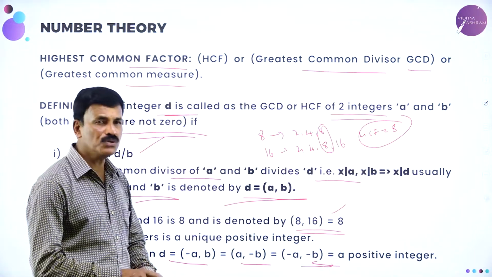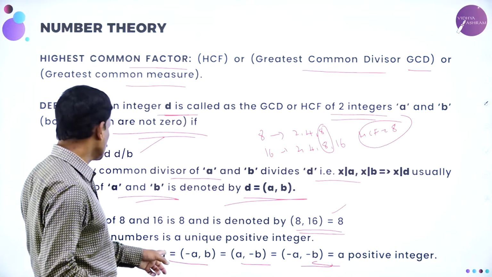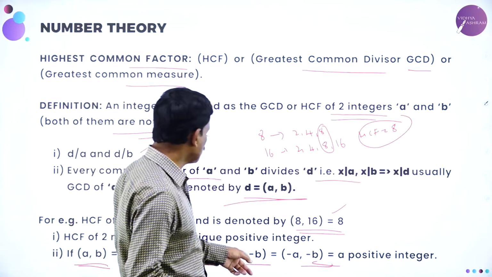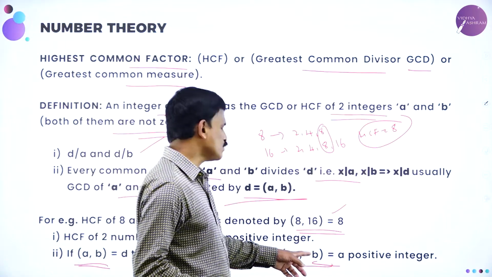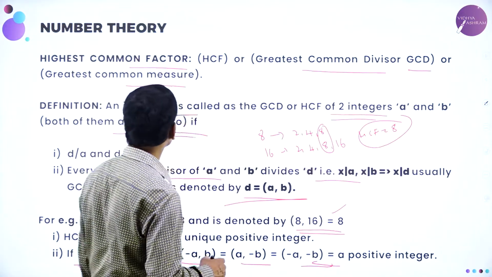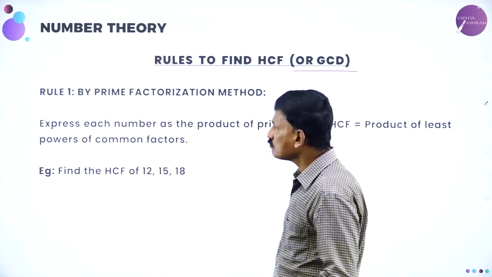A is a positive integer. Suppose the GCD of A and B is equal to D, then the divisors of minus A and B are the same, the divisors of A and minus B are also the same, and of minus A and minus B are also equal to D, where D is a positive integer. Now, the rules to find the highest common factor or GCD.